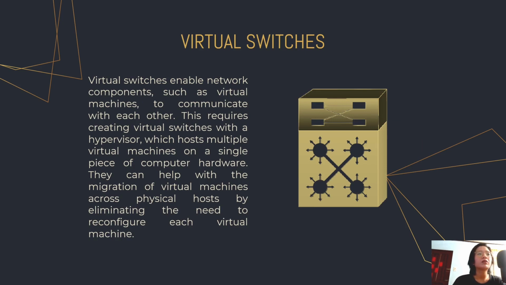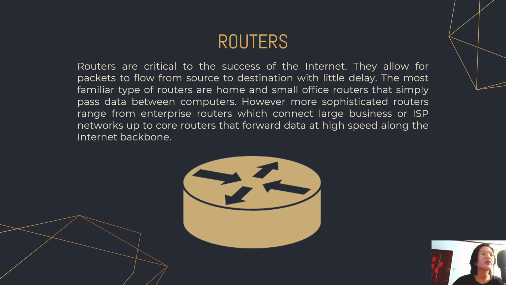Virtual switches. Virtual switches enable network components, such as virtual machines, to communicate with each other. This requires creating virtual switches with a hypervisor, which hosts multiple virtual machines on a single piece of computer hardware. They can help with the migration of virtual machines across physical hosts by eliminating the need to reconfigure each virtual machine.